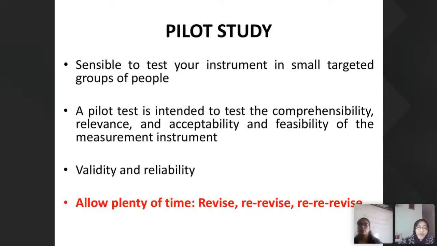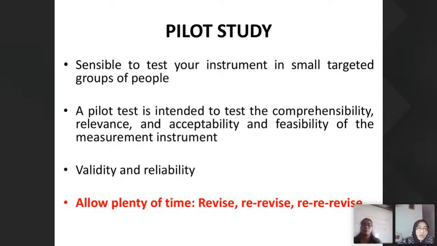All right. So when you have created your initial study instrument, it is very important for you to start the pilot study. And for the pilot study, it is very sensible to test in the same small targeted groups of people. Why is it very important? Because we want to see the comprehensibility, the relevance, the acceptability, and also the feasibility of the measurement instrument.